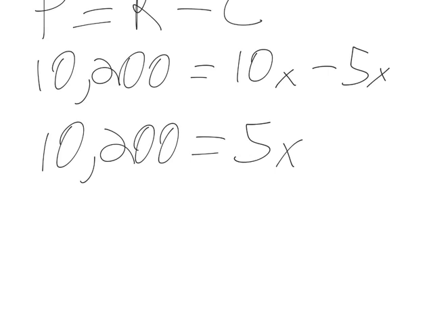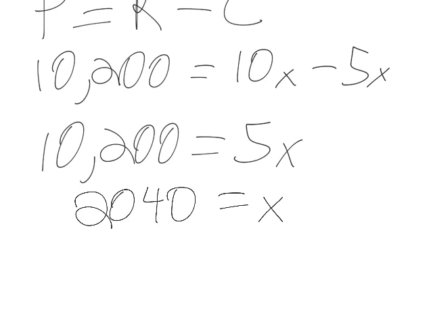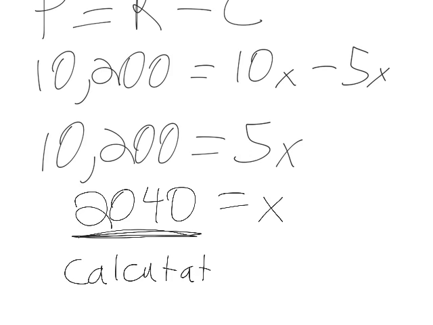So from here we solve for x by dividing both sides by 5. And what we get for our answer is 2,040. So we would need to make 2,040 calculators. Make and sell, 2,040 calculators.